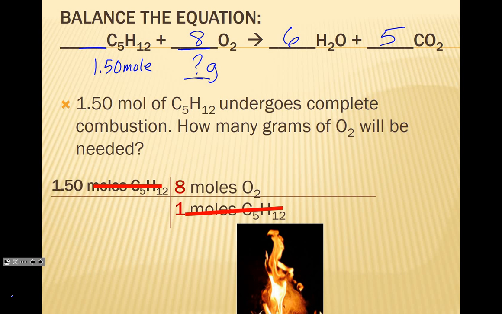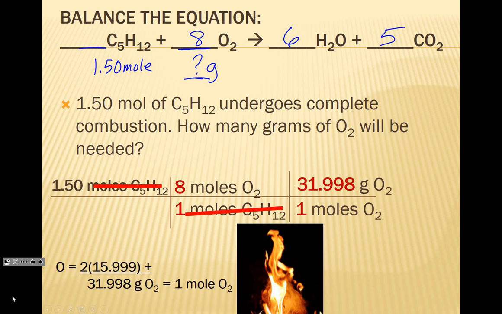So the next step is just what we've done before. I need to go from moles to grams. So I put 1 mole of O2 on the bottom, and the mass of O2 is basically 2 times 15.999, which is oxygen, right? I've done that already for you. It's 31.998. The moles of oxygen would then cancel out. That should have come up first, sorry. Moles of oxygen cancel out. And then we just times through the top because all the numbers on the bottom are ones. So we take 1.5 times 8 times 31.998.